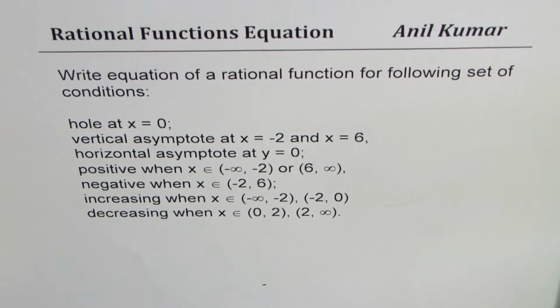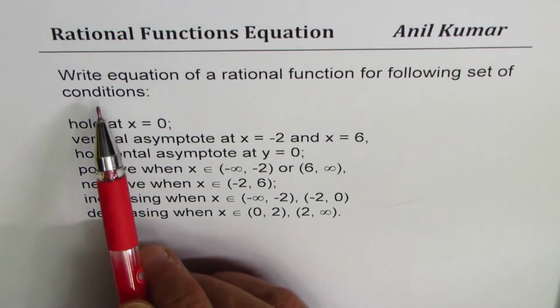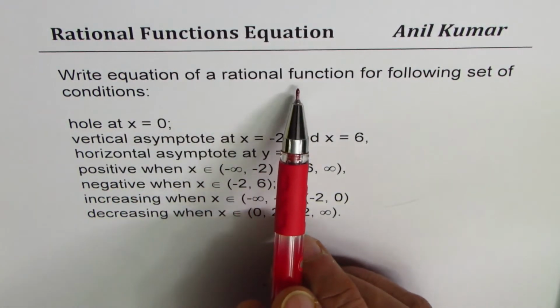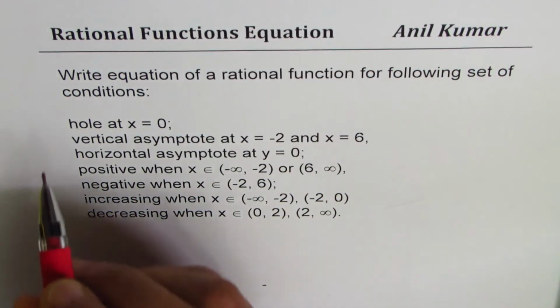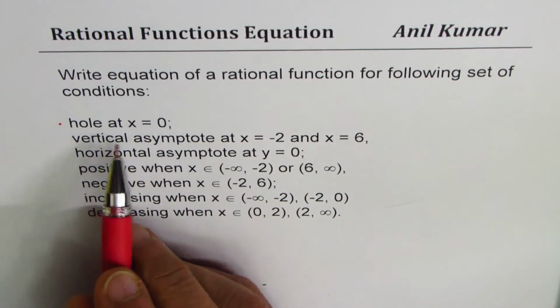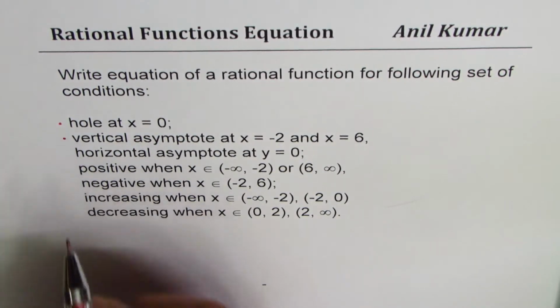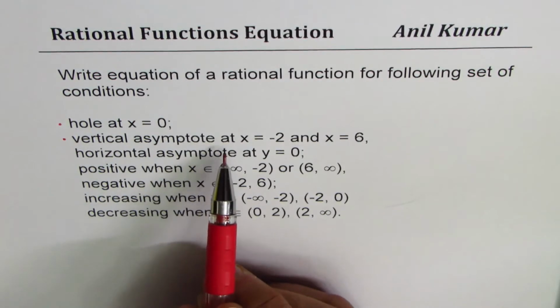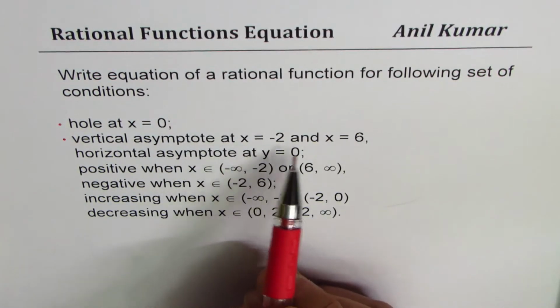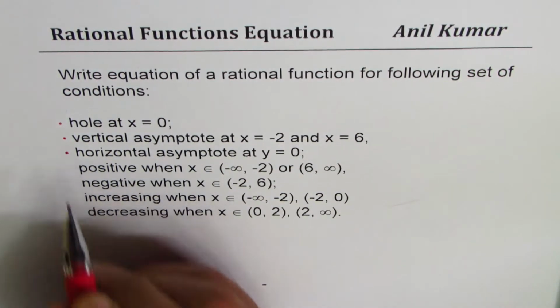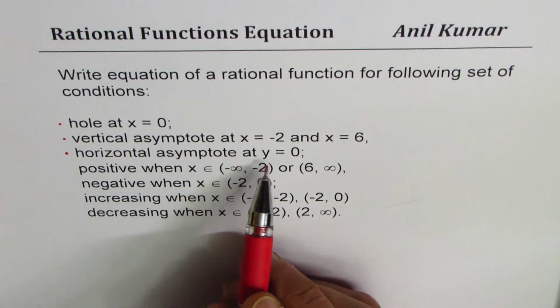We have included all types of conditions in this particular video. The question here is, write the equation of a rational function for the following set of conditions. The first one is a hole at x equals 0. Then we have vertical asymptotes at x equals minus 2 and x equals 6. Horizontal asymptote at y equals 0.